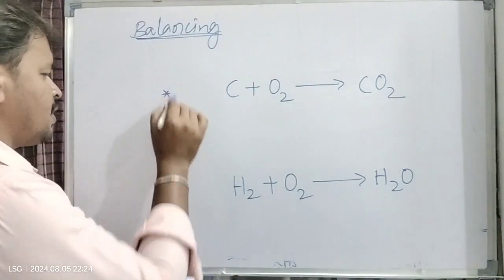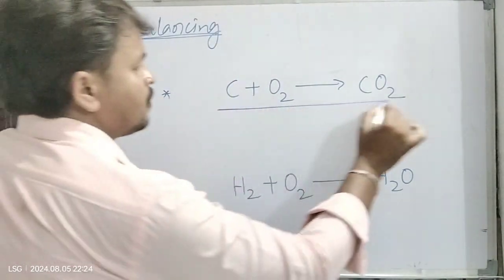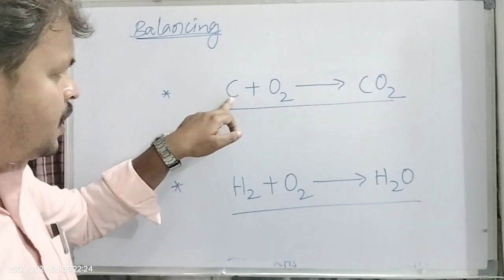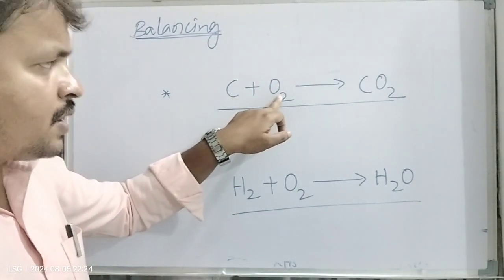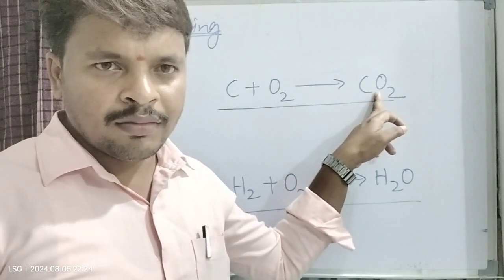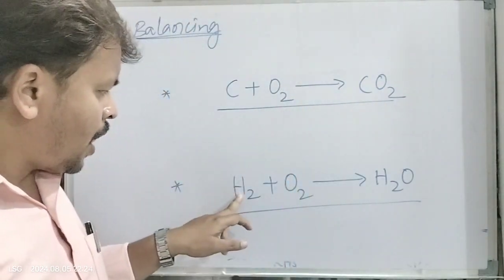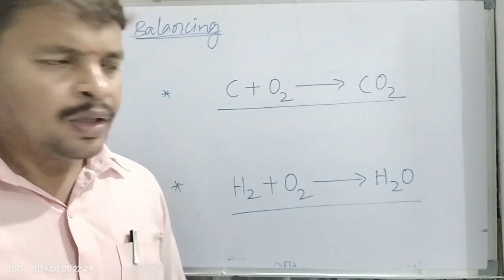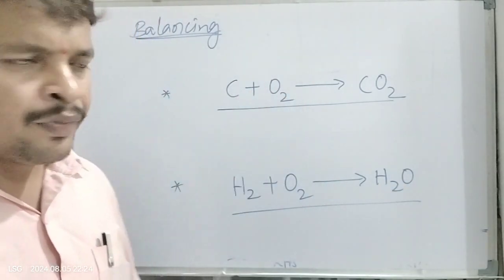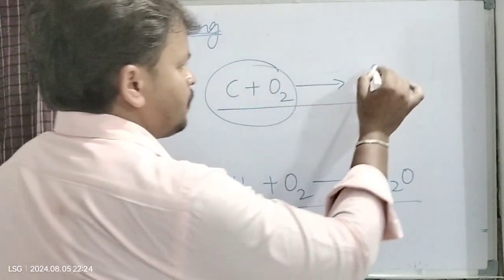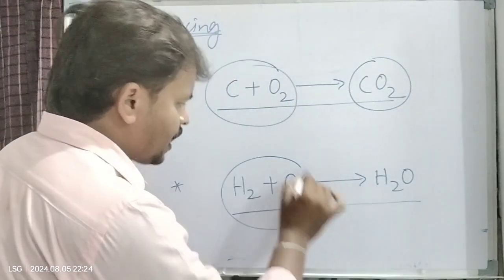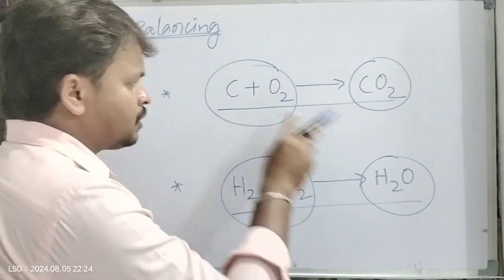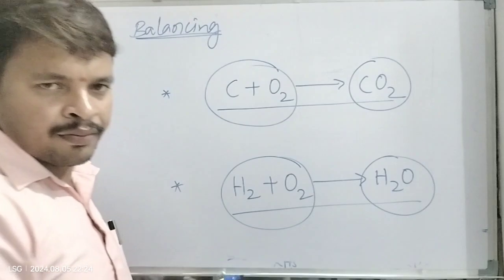These two are chemical equations. In one, carbon is reacting with oxygen and gives carbon dioxide. It is burning here. In the other, hydrogen and oxygen combine with each other to form water. In both equations, reactants are there and product is there: two reactants, one product; two reactants, one product.